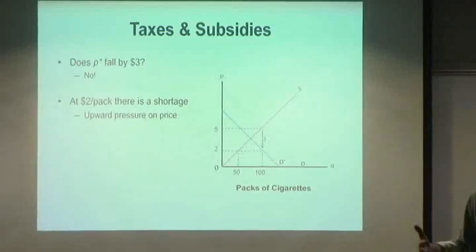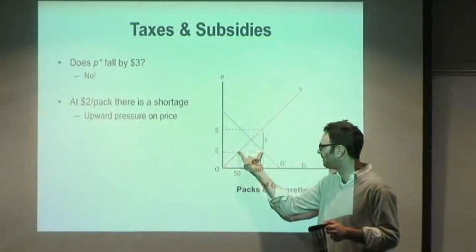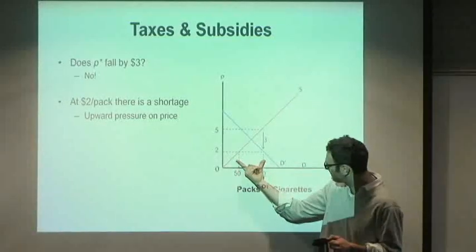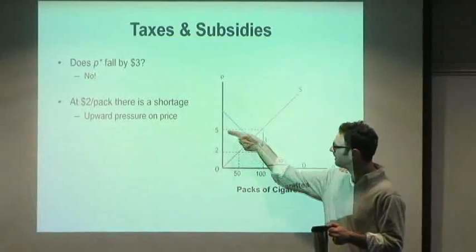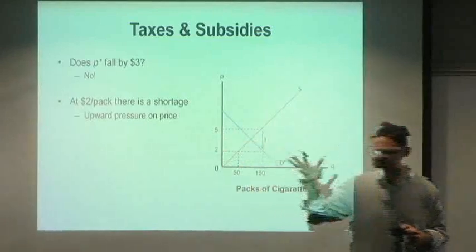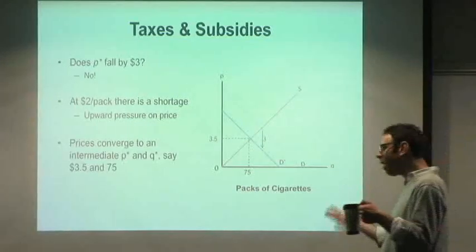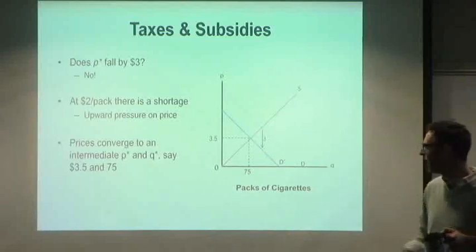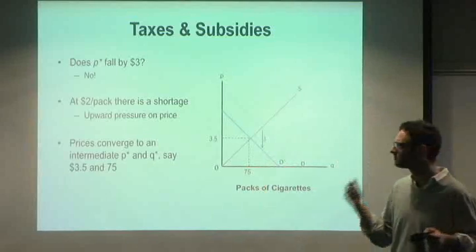Eventually, a shortage gets corrected in the marketplace when buyers compete with one another by bidding up the price. And as we can see from this example, the new market clearing price is going to be somewhere in between 5 and 2, where supply and demand intersect. I'm going to say $3.50. So some new post-tax market clearing price is going to be at $3.50, and some quantity, maybe 75.